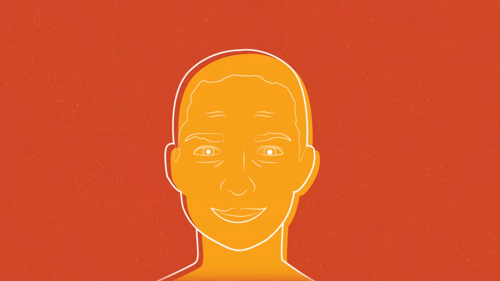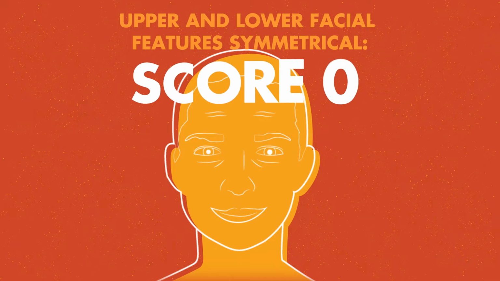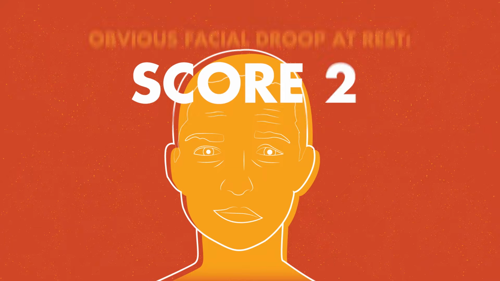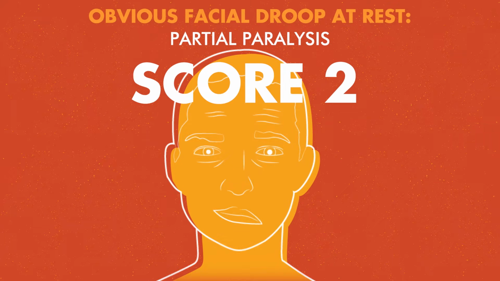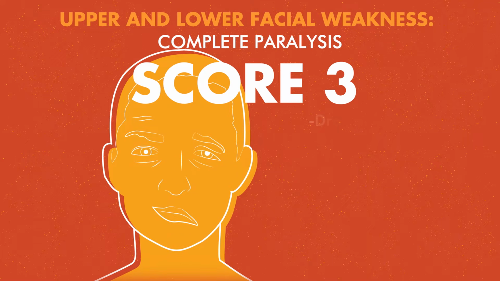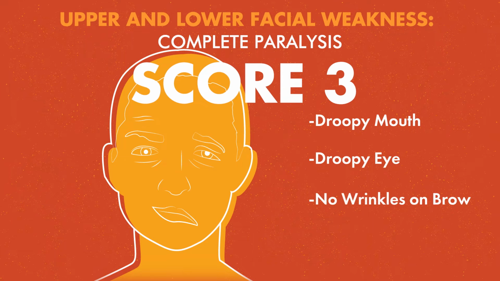If upper and lower facial features are symmetrical, they score a 0. If you see a mild droop of the mouth, they score a 1. If they have an obvious facial droop at rest, they score a 2. If you are finding both upper and lower weakness, such as a droopy mouth and a droopy eye, or they can't wrinkle their brow, they score a 3.